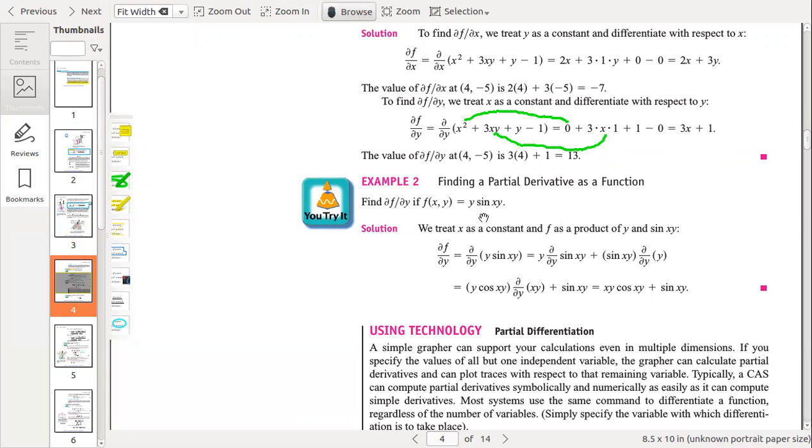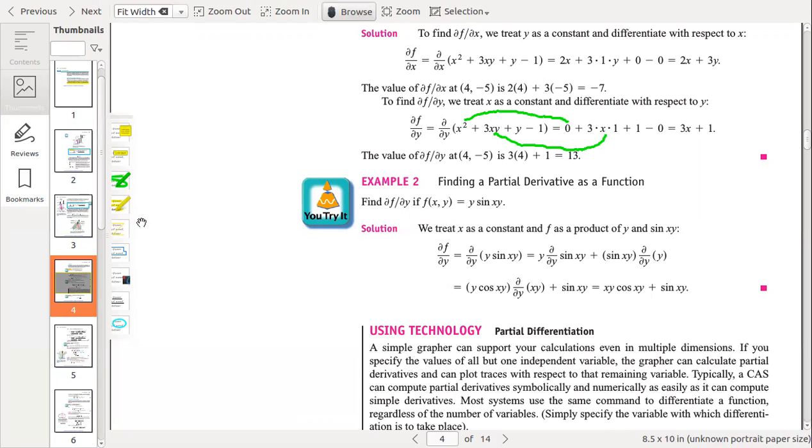The next example is finding a partial derivative as a function. Find partial f over partial y, if f of xy is equal to y sine of xy. This is the function. So if we take the partial derivative with respect to y, then x will be a constant. So partial over partial y of y sine xy. This is a product, so we will use the product formula.